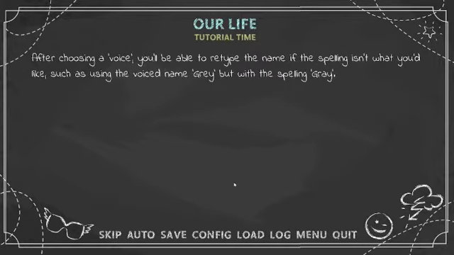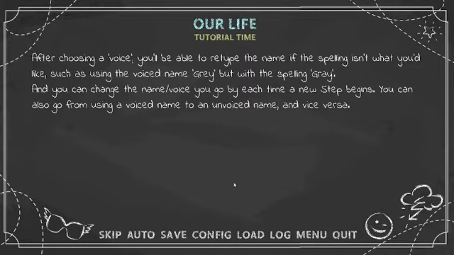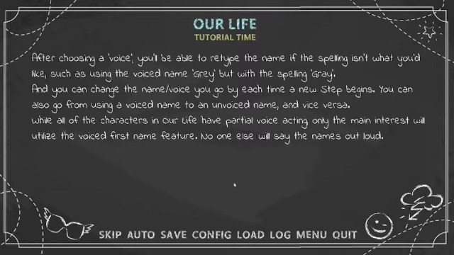After choosing a voice, you'll be able to retype the name if the spelling isn't what you'd like, such as using the voice name Gray with the spelling Gray. And you can change the name/voices you go by each time a new step begins. You can also go from using a voice name to an unvoiced name, and vice versa. While all the characters in our life have partial voice acting, only the main interest will utilize the voice first name feature. No one else will say the names aloud.